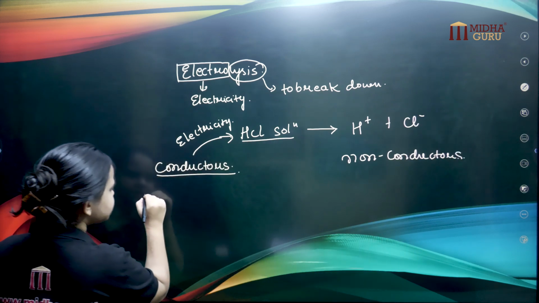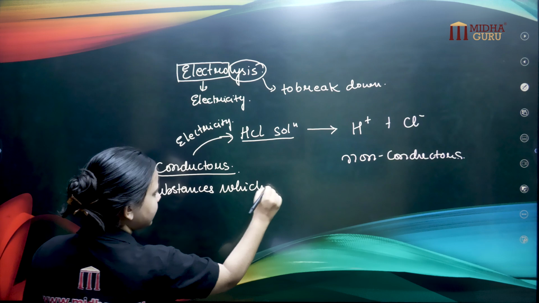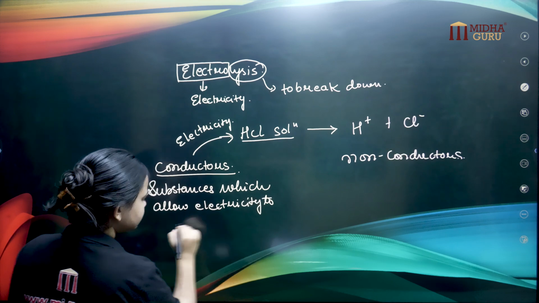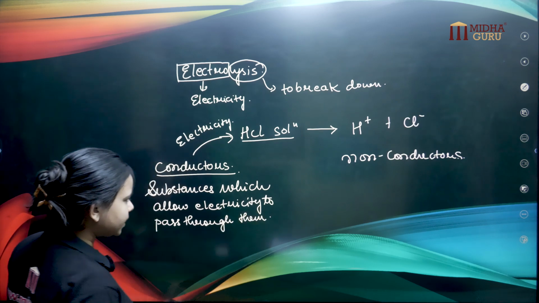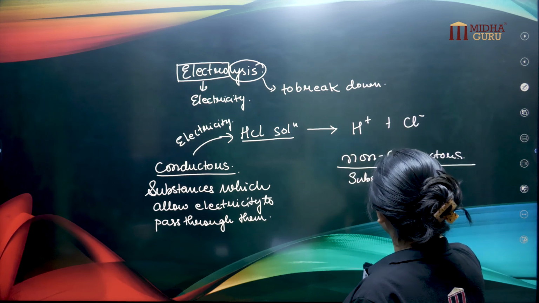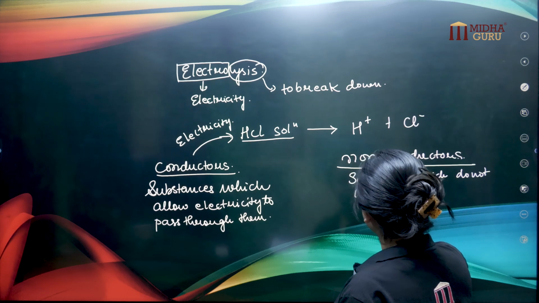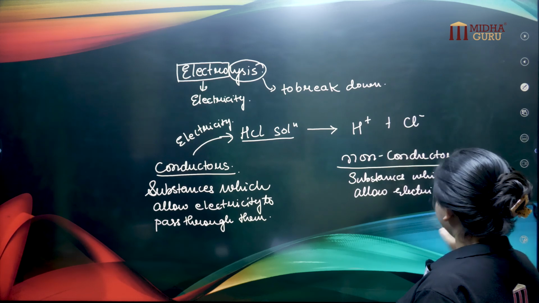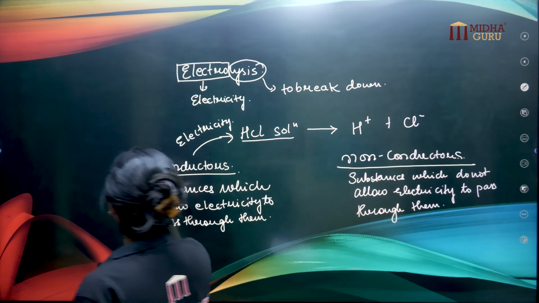So we can say conductors are substances which allow electricity to pass through them. Just opposite to that, non-conductors are substances which do not allow electricity to pass through them. This is the first point and the major point.